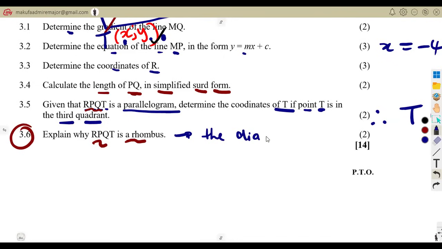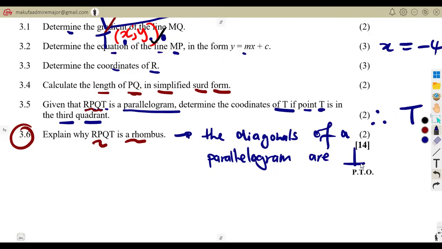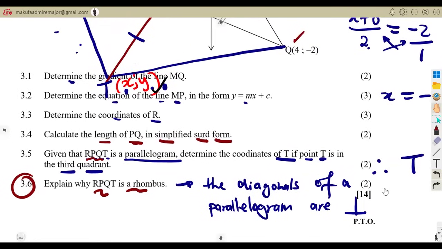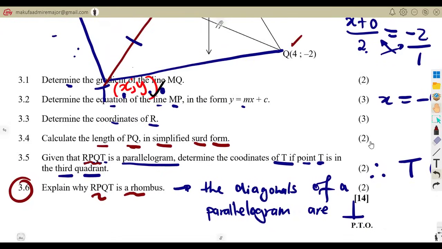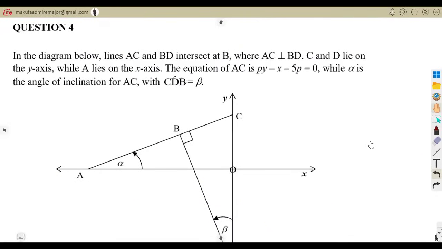All right, the diagonals of a parallelogram are perpendicular. They meet at 90 degrees. So that is the concept there. Remember your properties, the properties of the shape. So on question 3, that was it, with this information you needed to apply it that way.